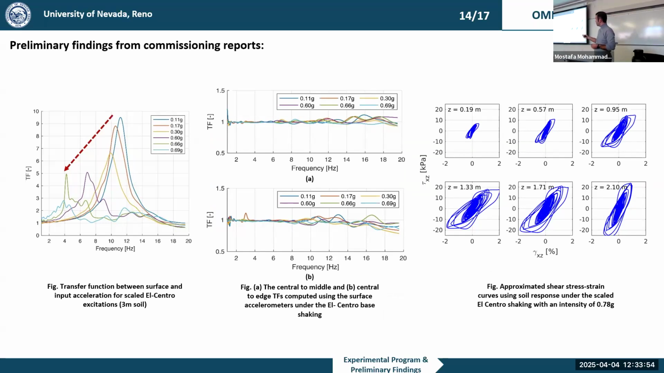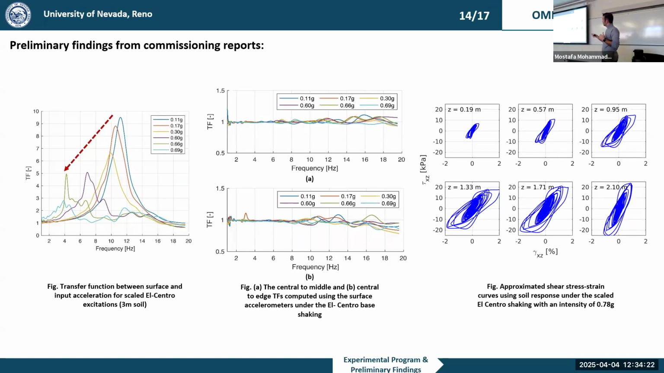And if you take a look at the transfer function, which is calculated from the surface to the bottom of the soil column, we are seeing that the peaks are shifting from higher frequency to lower frequency, which is the exact indication of the soil becoming nonlinear. When the soil becomes nonlinear, it gets less stiff. Less stiffness means less frequency. And this was about the vertical wave propagation of the soil.